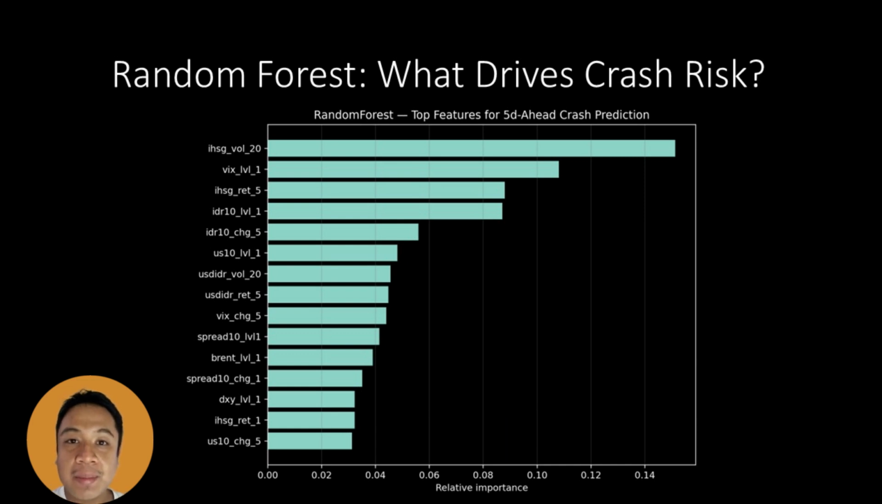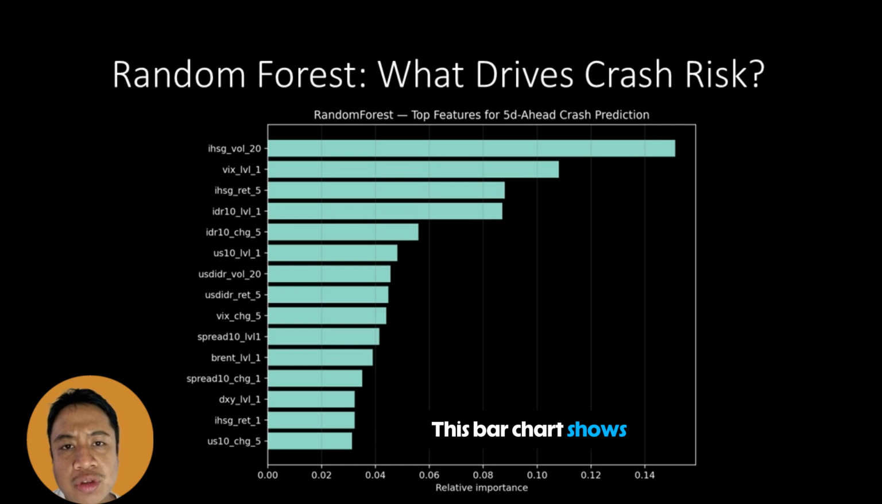Now let's explain the method in a very intuitive way. A random forest is basically a team of many decision trees. Each tree asks simple questions like, is stock market volatility high? Is VIX elevated? Did USD IDR jump recently? Did yields move sharply? Each tree votes, and the forest averages those votes into a probability.